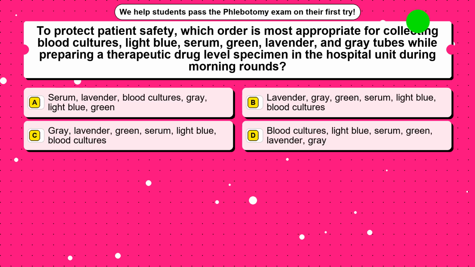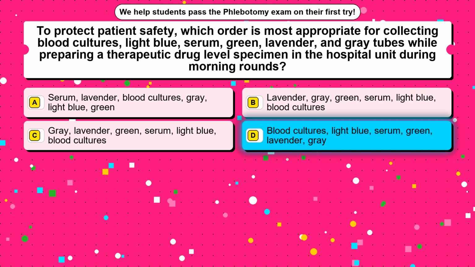Question 32. To protect patient safety, which order is most appropriate for collecting blood cultures, light blue, serum, green, lavender, and gray tubes while preparing a therapeutic drug level specimen in the hospital unit during morning rounds? Option A. Serum, lavender, blood cultures, gray, light blue, green. Option B. Lavender, gray, green, serum, light blue, blood cultures. Option C. Gray, lavender, green, serum, light blue, blood cultures. Option D. Blood cultures, light blue, serum, green, lavender, gray.